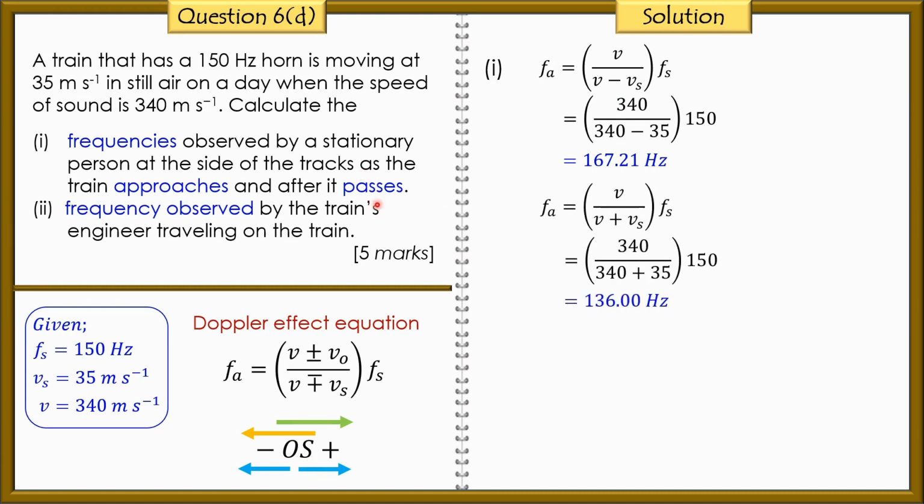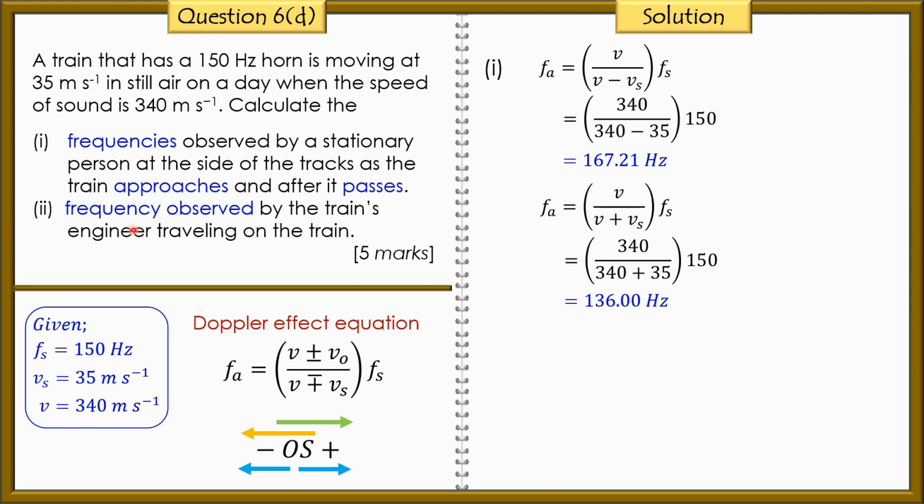We also need to calculate the apparent frequency heard by the observer when the train passes the observer. When the train passes the observer, the source S is moving away from the stationary observer, the blue arrow to the right here. So we will use the positive sign. Because of that, we use the equation V divided by V plus Vs. When you substitute the values, you will get the apparent frequency heard by the observer when the source passes the observer is 136 Hz.